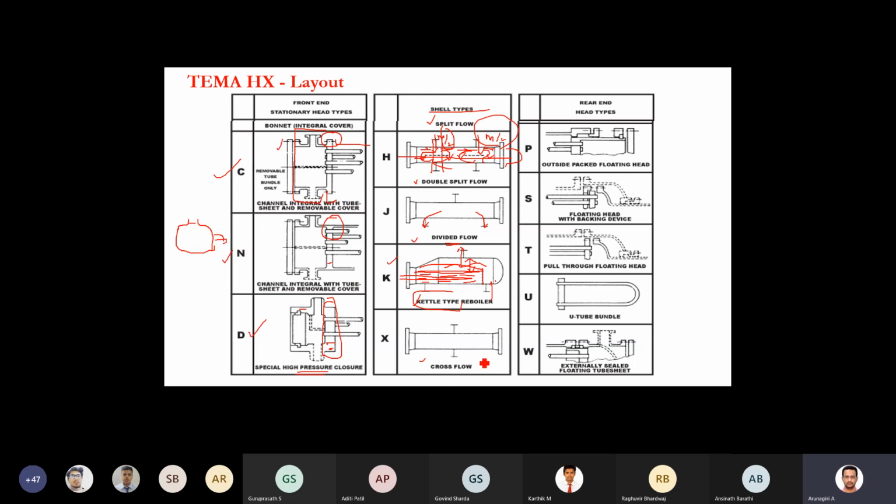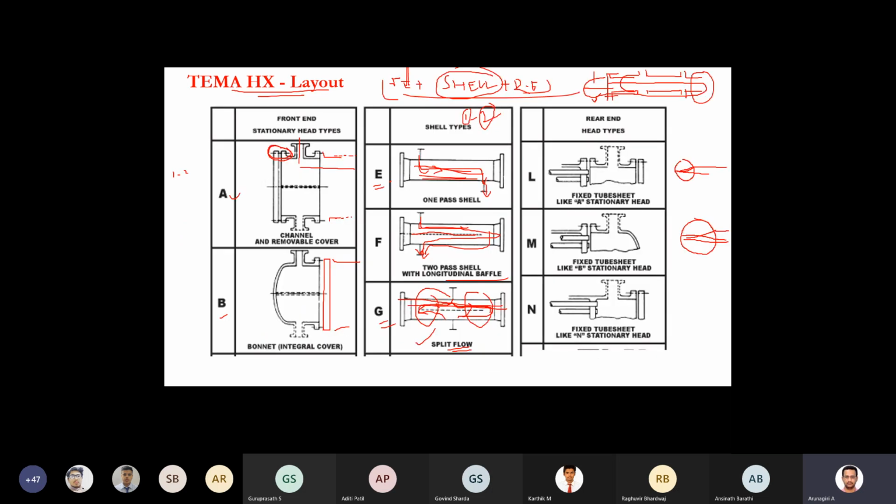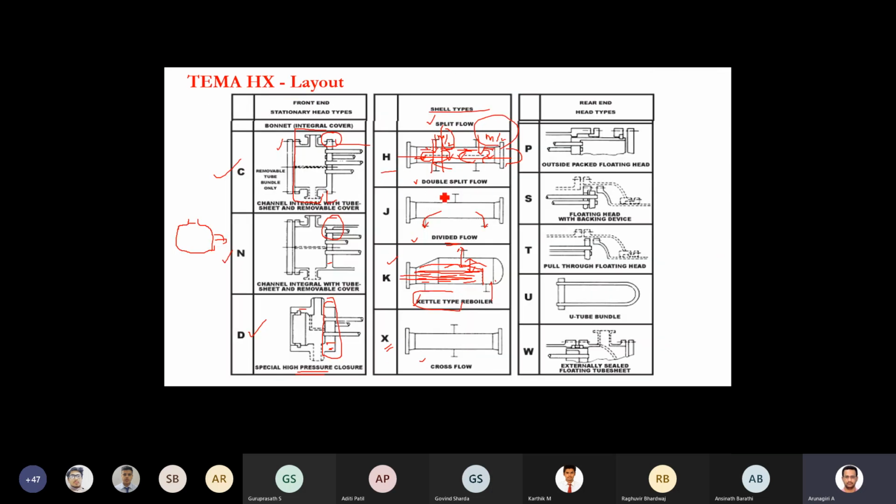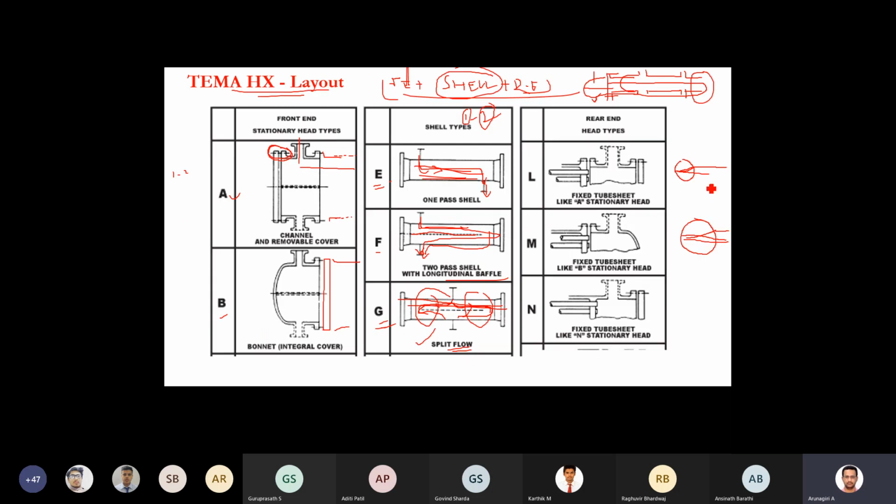Okay. So another one is the cross flow arrangement. Here you will get a pure cross flow. So these are all the different shell types. E type is for one pass shell. Then F type is normally a two pass shell with a longitudinal baffle. Then G type is split flow, and H type is for double split flow. J represents a divided flow. K is kettle type. X is cross flow. This nomenclature is used to represent the different types of shells.